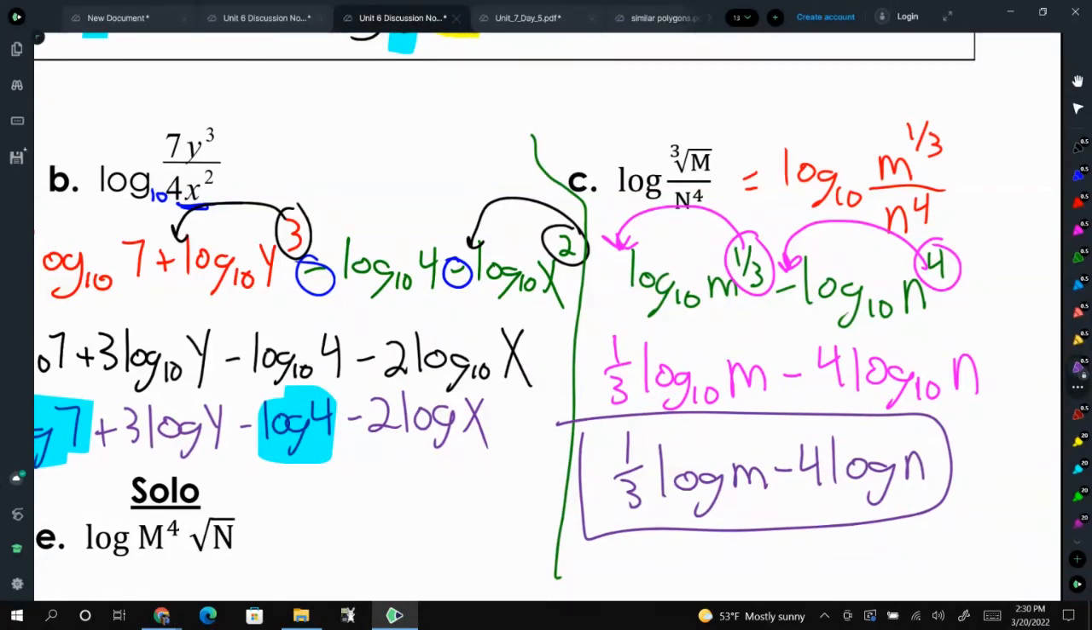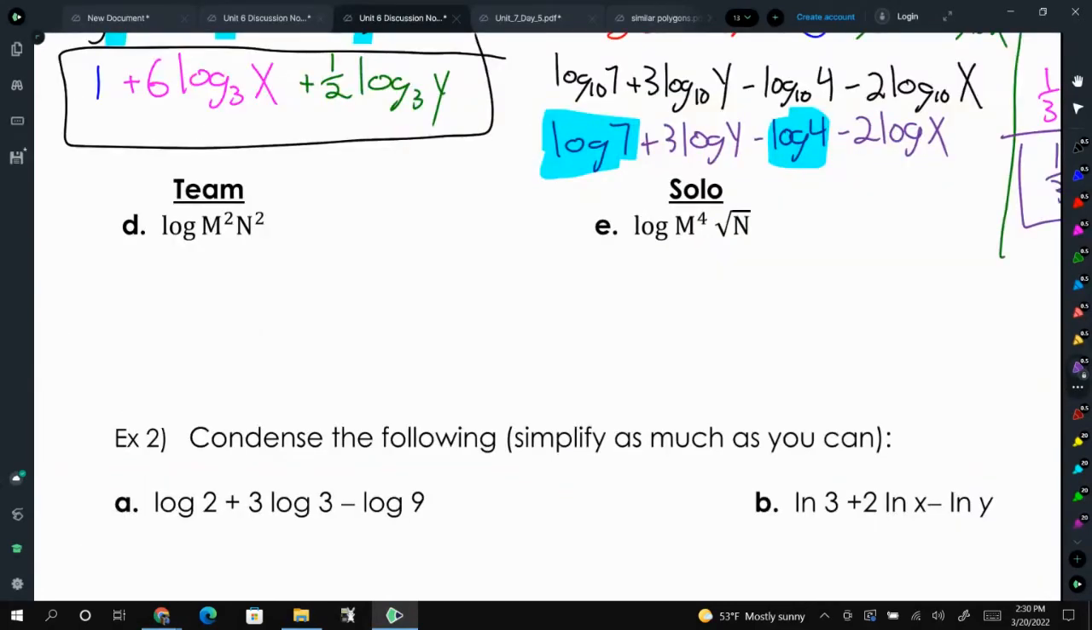So basically, you need to remember that if we are expanding and we see things being multiplied, we're going to add logs. If we see things being divided, we're going to subtract logs. All right, I want you to try letter D and E down here. So pause the video, and when you're done, let's see what you get.